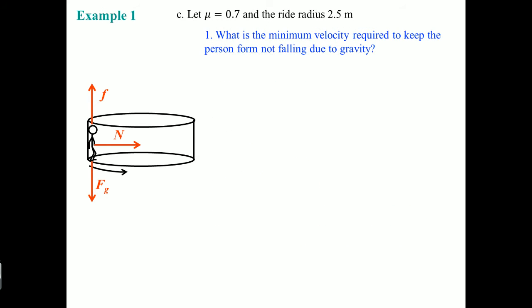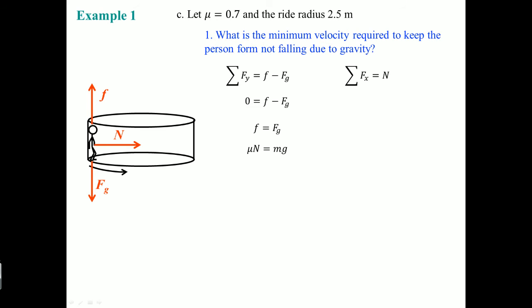Now you have these values, mu equals 0.7 and the ride radius is 2.5. You could actually compute the minimum velocity that is required to keep the person from falling due to gravity. So we should see the summation of the forces in the vertical direction equals F minus Fg. And we know that the force in the x direction is the normal force. The person does not fall down or go up, so we set that equal to 0. It's in equilibrium in the vertical, so it balances out. The force of friction is equal to the force of gravity. We can plug this in.